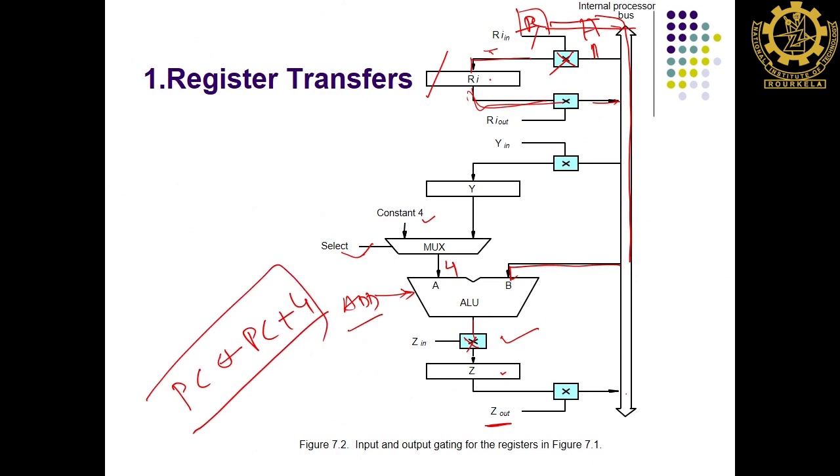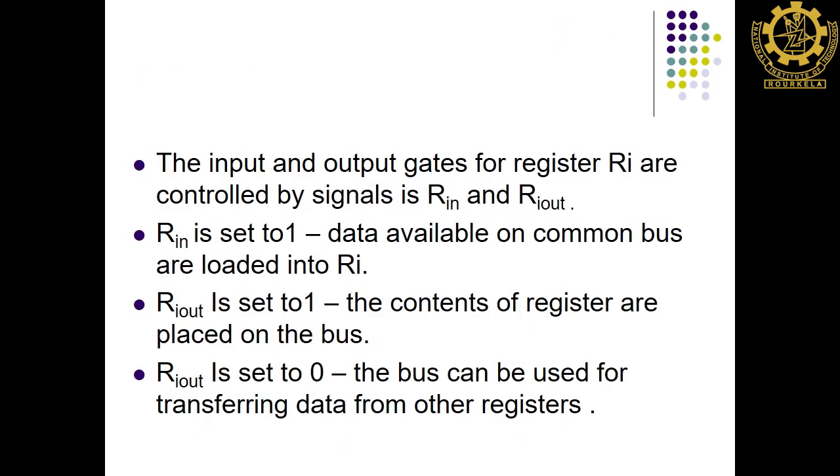But what is this part? We have two control lines for any register. A register, if you go into details, is nothing but a set of D flip-flops. We want to control the value of the D flip-flop, so we have an input and an output. That is all. We have a detailed diagram for this. The input and output gates of the register Ri are controlled by the signals Ri in and Ri out, as I said.